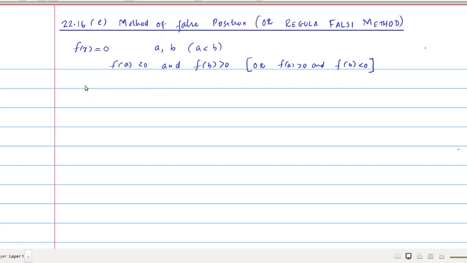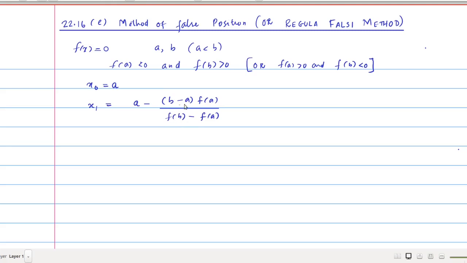So we set x naught is equal to this a. Then how will you find the other approximation for the root? That is x1. x1 is obtained by setting a minus b minus a times f of a divided by f of b minus f of a. This is how the first approximation is obtained. That is, this equation is involving a and b.